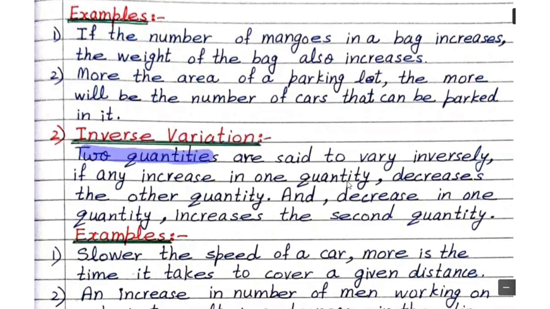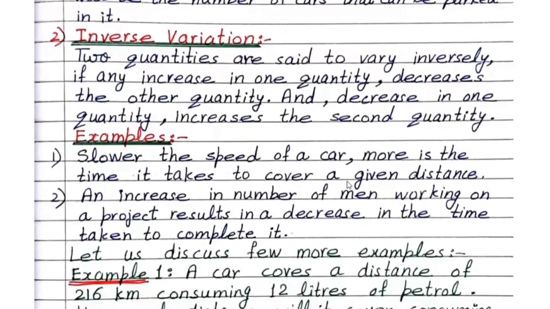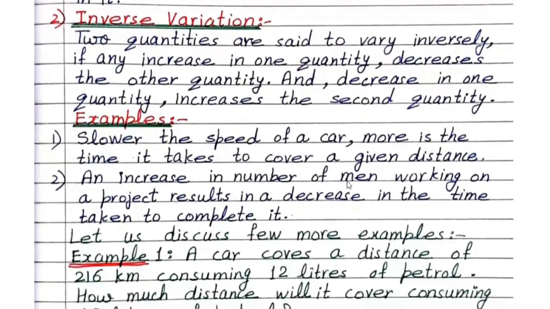Now let us discuss inverse variation. Two quantities are said to vary inversely if any increase in one quantity decreases the other quantity, and a decrease in one quantity increases the second quantity. That means the two quantities are inversely related to each other. Increase in one leads to decrease in the other and vice versa.